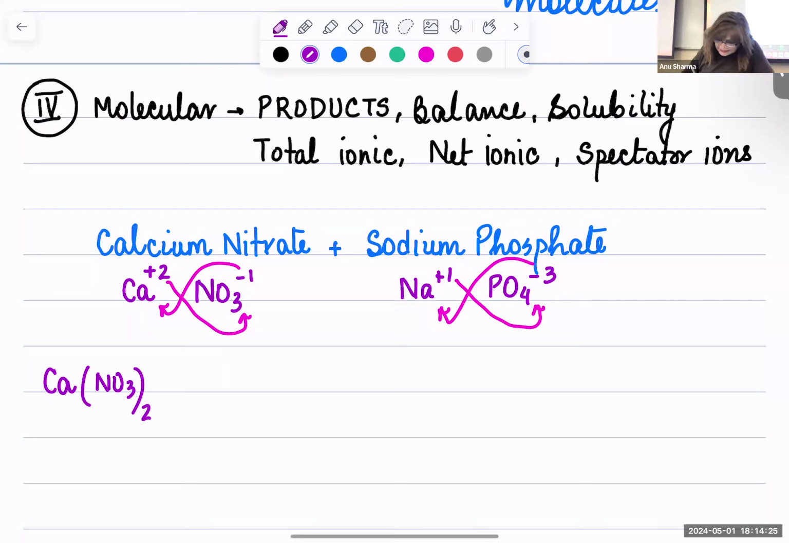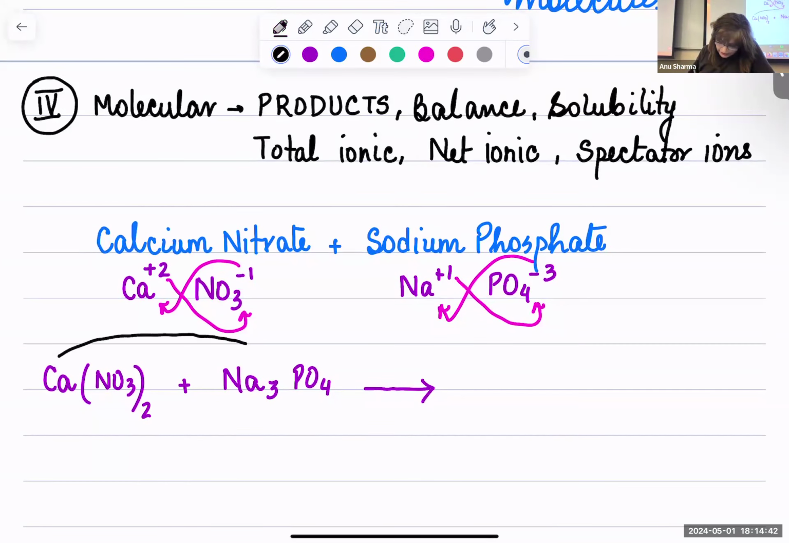Okay. Next is the sodium phosphate. Sodium phosphate is Na3PO4. Now let's identify the products. So at least this part is good. Now, outer, inner. Remember that calcium is going to connect with phosphate and sodium is going to connect with nitrate. Excellent. So now what will you write here?